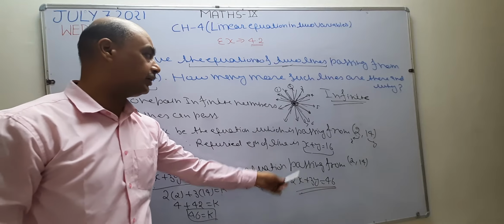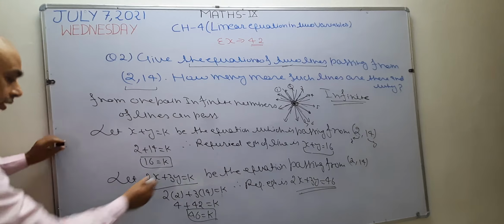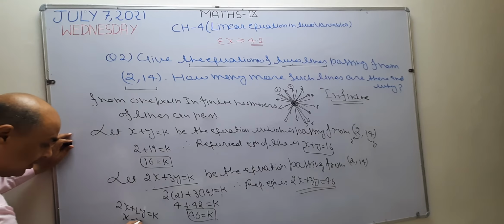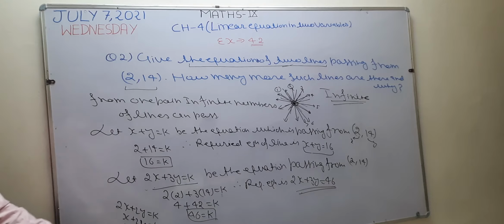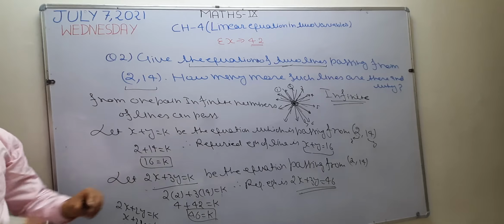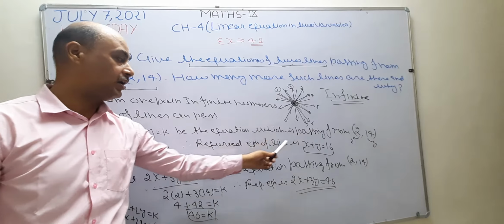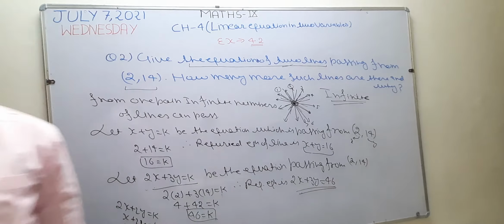If you write more, you can write 2x plus 2y equal to k, or x minus 2y equal to k, or 2x plus y equal to k. In this way you can find so many equations which are going to passing from the given point. Okay, this is the answer of this question.